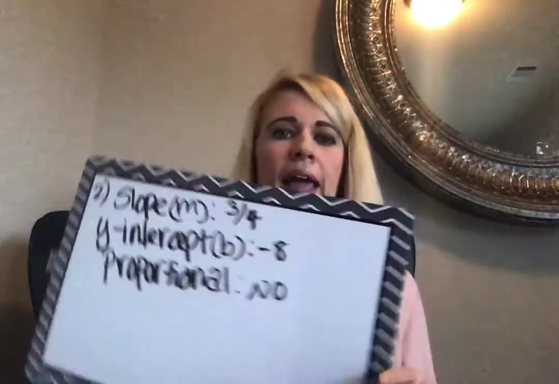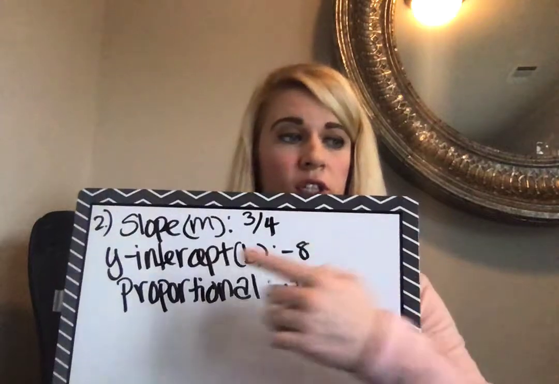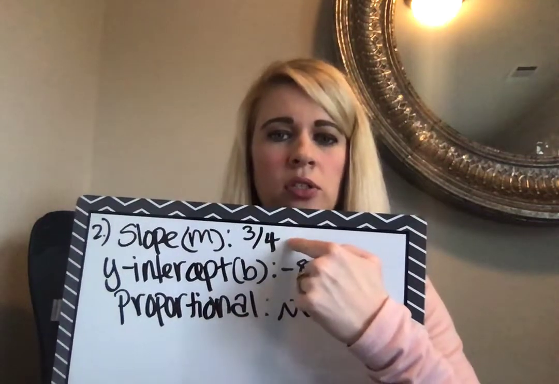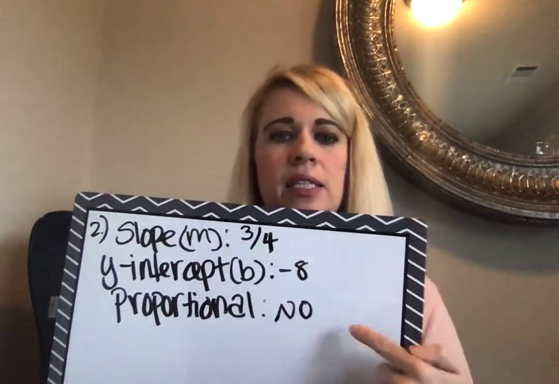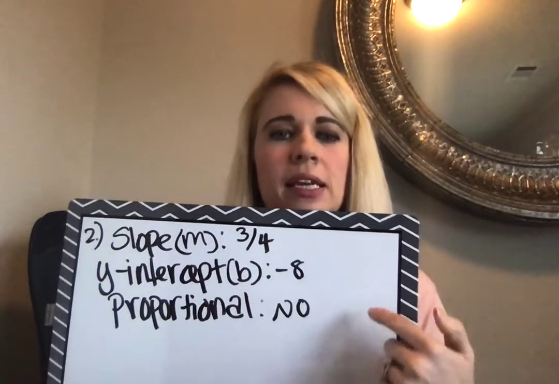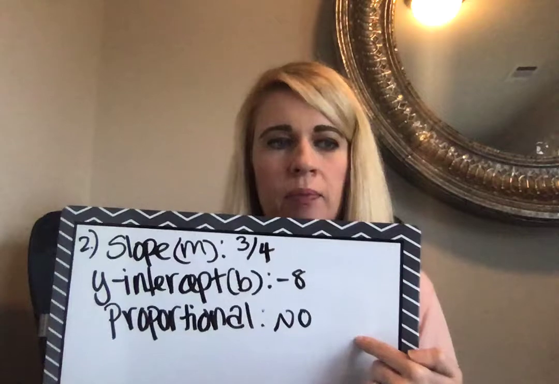Okay, so for 2, this is what I got. I have my slope, which is the m, is 3/4. My y-intercept, which is the b, is -8. And is it proportional? No, because it is in the form of y equals mx plus b. Go ahead and go to number 3.